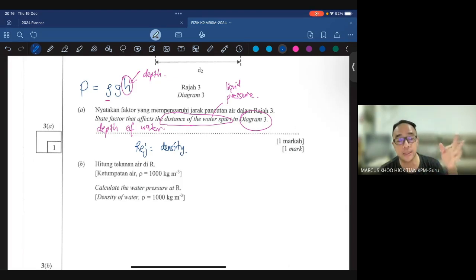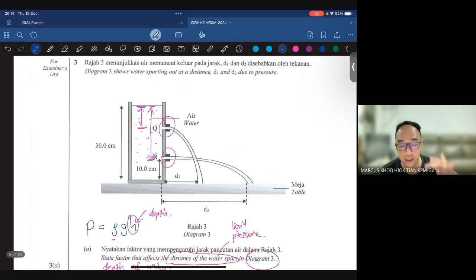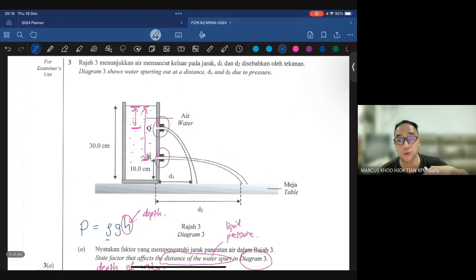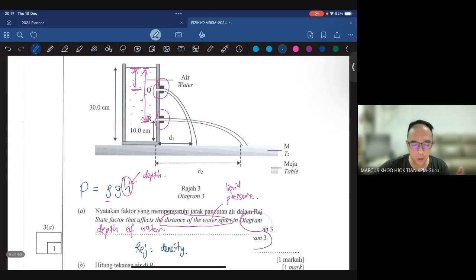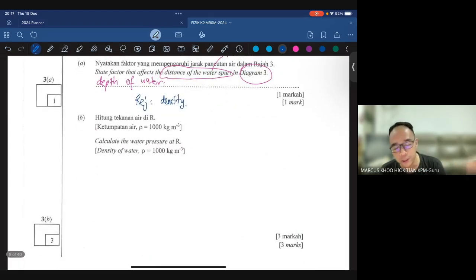So as I said just now, density we cannot take into account, because in this situation it's the depth of the water that plays a role. Okay, so calculate the water pressure at R. I think this is very simple. P equals rho g h. Our rho is given as 1000. The standard for g is always 9.81.